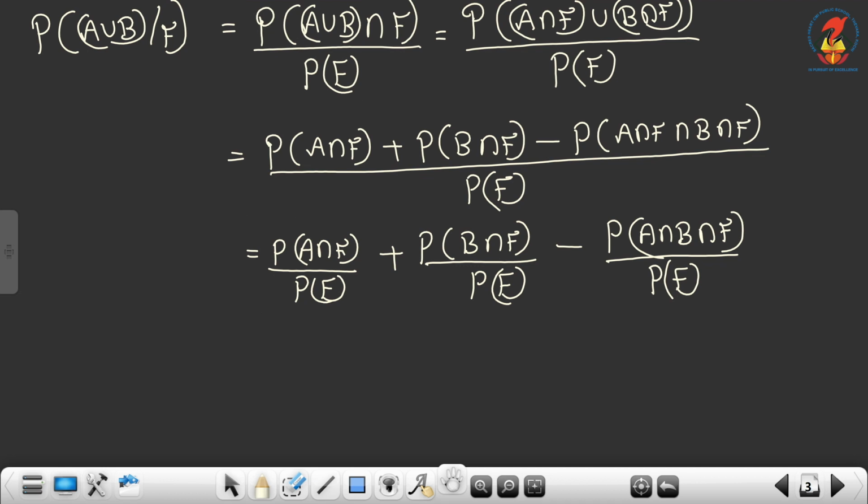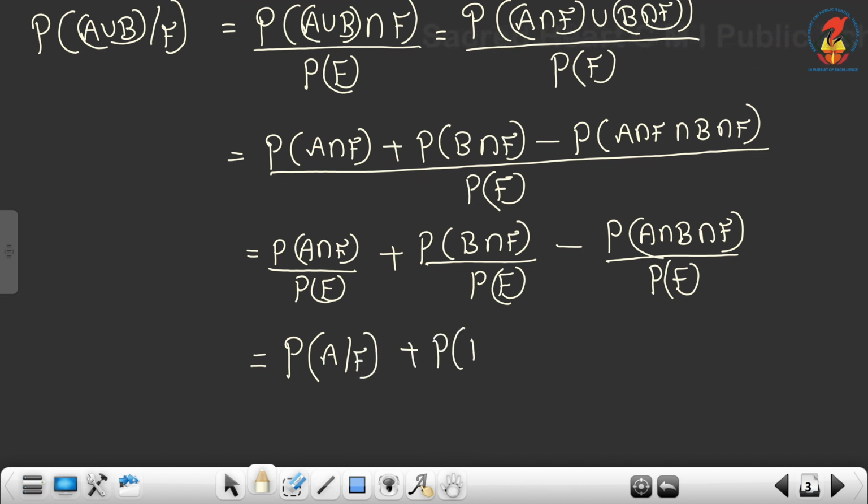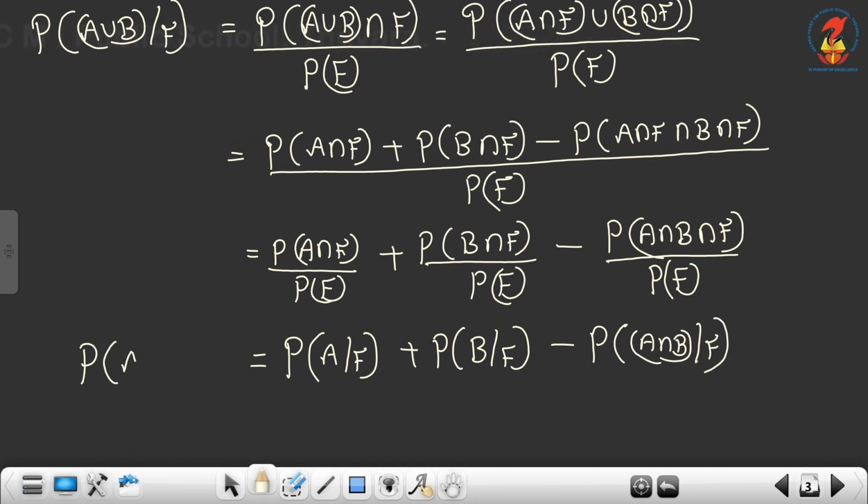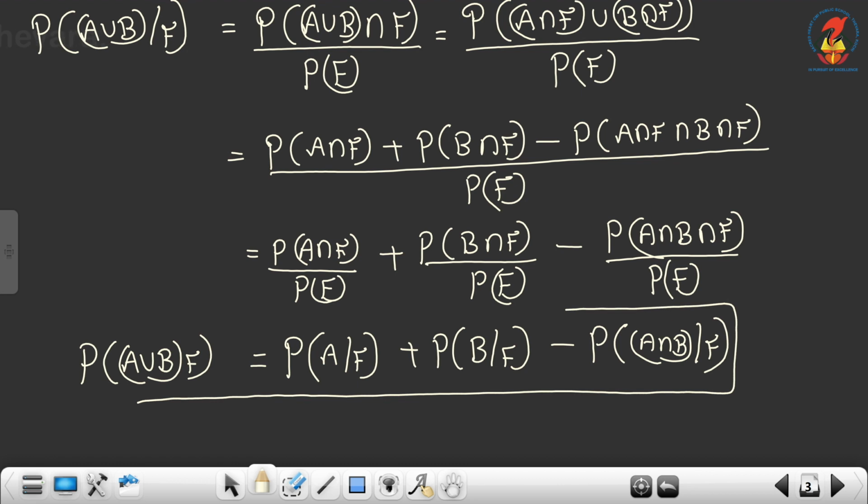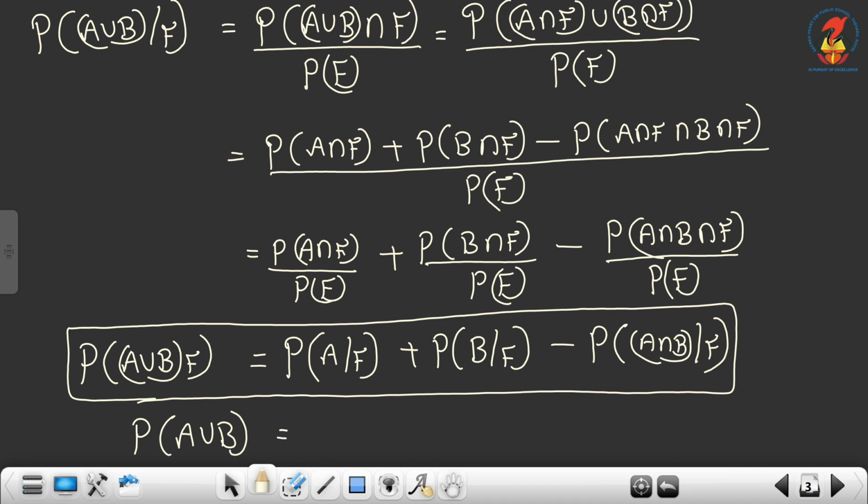Now, how can we write this? A intersection F by P of F is the same as P of A given F, plus P of B given F, minus P of A intersection B given F. So, P of A union B given F. So, you have to learn this. Then P of A union B also, last year we have studied, is P of A plus P of B minus P of A intersection B. Using this only we expand here at that step.